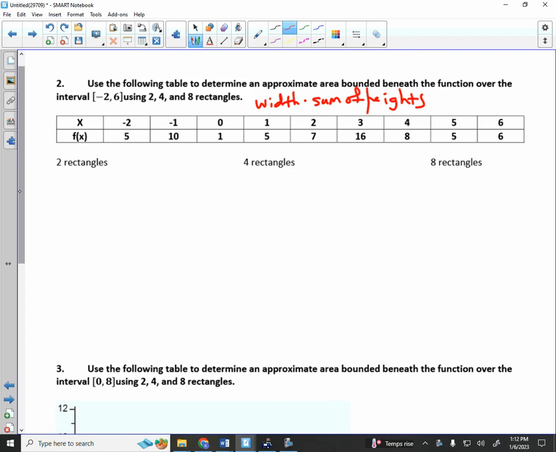We start here. What's the width of the entire interval? 8. How many rectangles are we using? 2. So what's going to be the width of each rectangle? 4. 4 is the width. So I'm going to mark out your first rectangle. It starts at -2, and if it goes over 4 units, where does it go to? It goes over to 2. The next rectangle will go from 2 over to 6. So I have the width is 4. Now I got to multiply it by the sum of the heights.